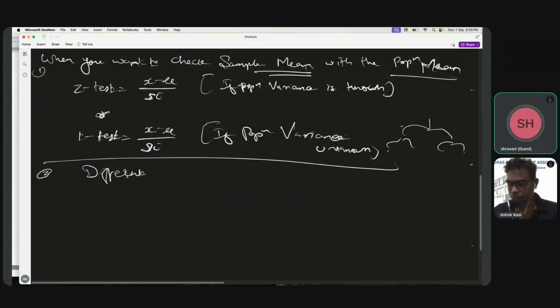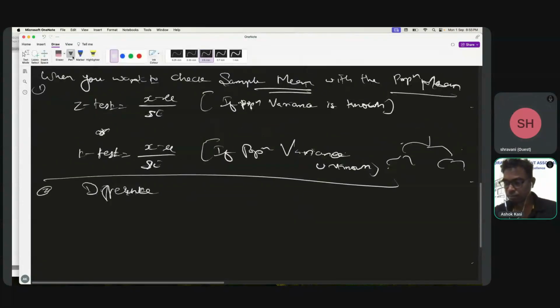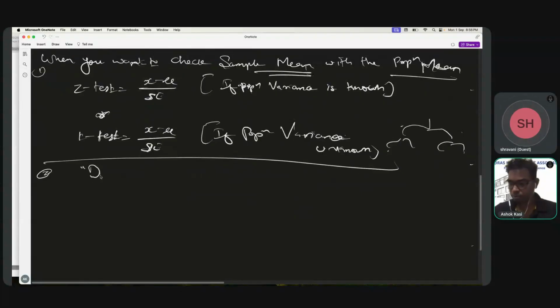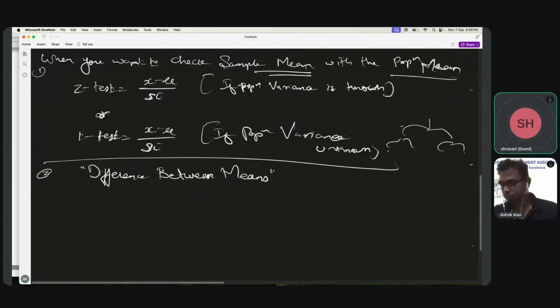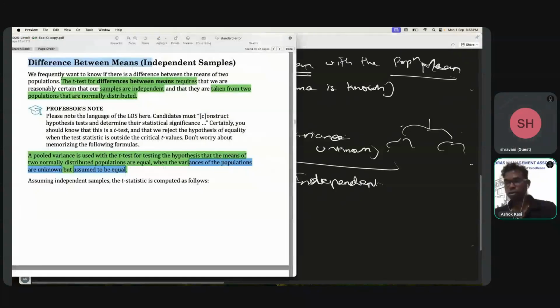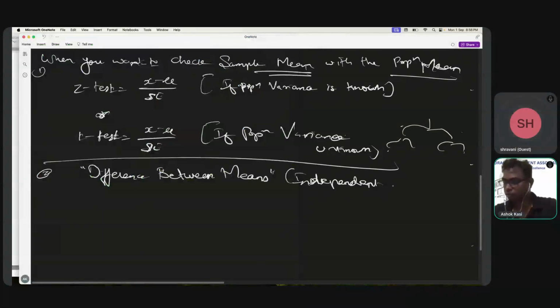Difference between means, independent samples. See, most likely this kind of question they will ask again, theoretically only, so you cannot underestimate the theory in it. In fact, some sums are actually very easy. You just have to see the t statistic and then you can quickly conclude. But it's the theory that becomes difficult, and so they will ask theory only. Independent samples.